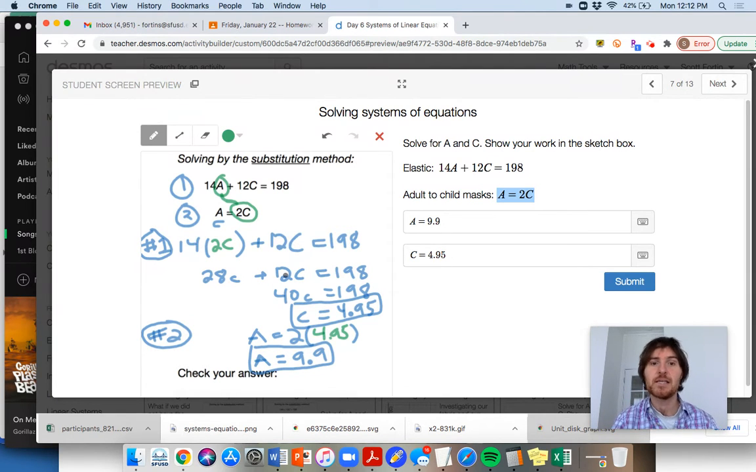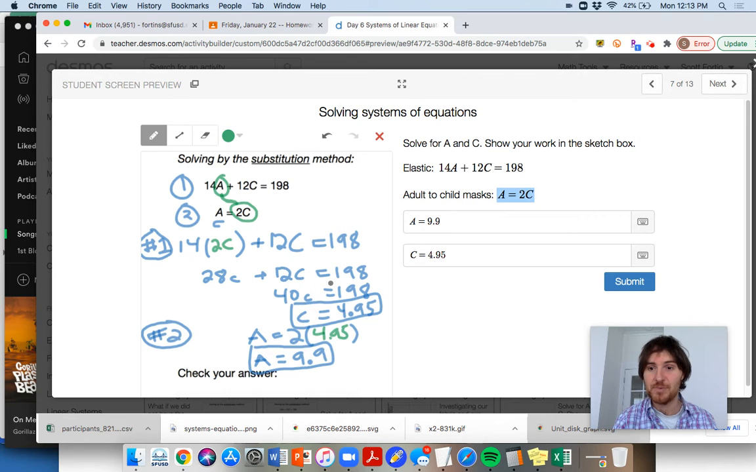Then we got the 12C here, plus 12C equals 198. Add the two together, we get 40. You just got to solve here, okay? 40 Cs could get us to 198 elastics, right? If we have a certain number of child masks, anyways, it's getting confusing. It's the word problem. So whatever, I got 40C equals 198.